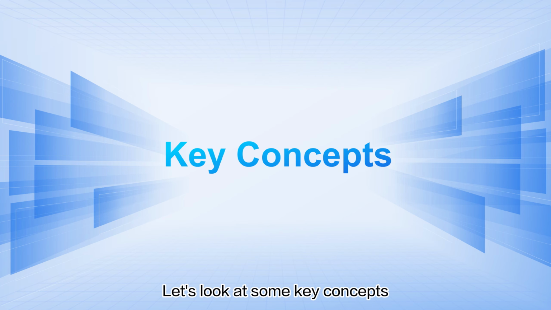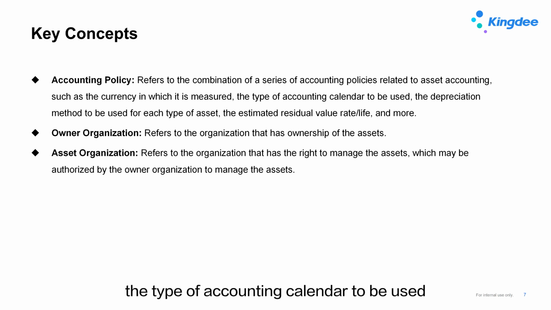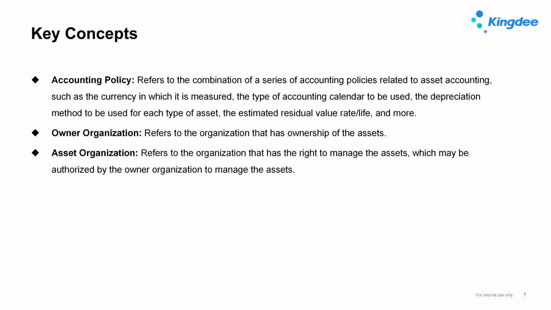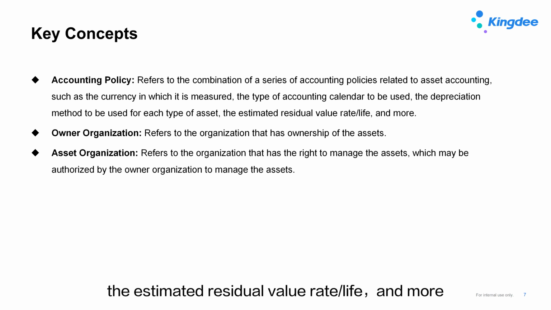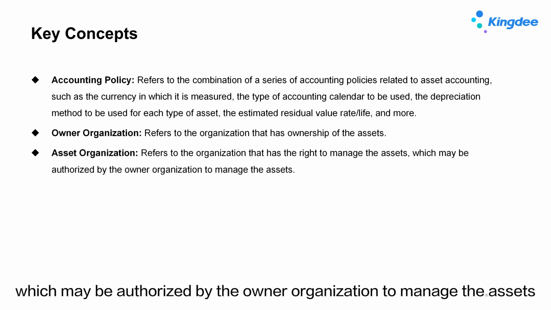Let's look at some key concepts. Accounting policy refers to the combination of a series of accounting policies related to asset accounting, such as the currency in which it is measured, the type of accounting calendar to be used, the depreciation method to be used for each type of asset, the estimated residual value rate, life, and more. The owner organization refers to the organization that has the right to manage the assets, which may be authorized by the owner organization to manage the assets.